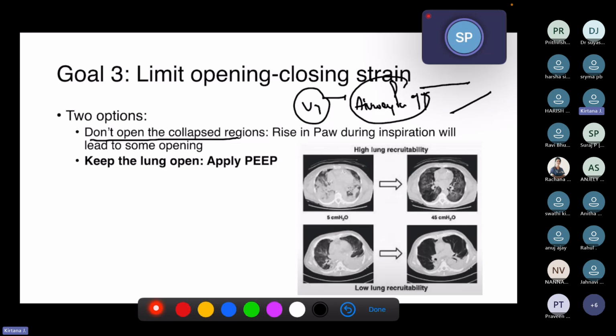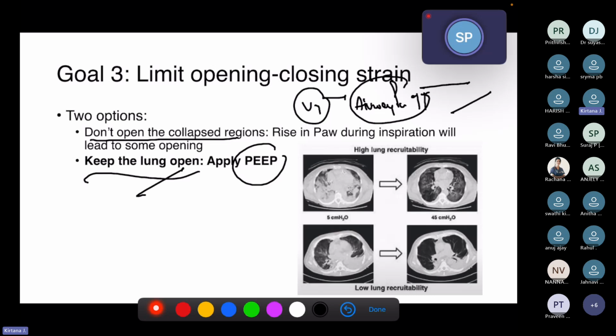So the second option is that we try to keep the lung open by applying some positive end expiratory pressure. If your lung is already open, the chances of atelectrauma will decrease. Therefore, to reduce atelectrauma, we have to aim to keep our lung open, that is, by applying positive end expiratory pressure.